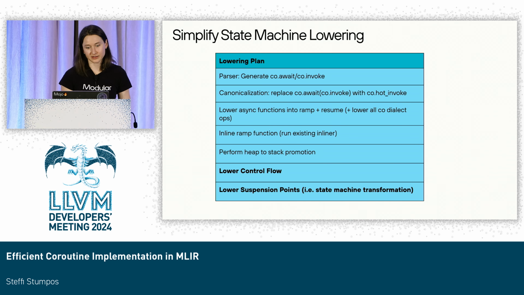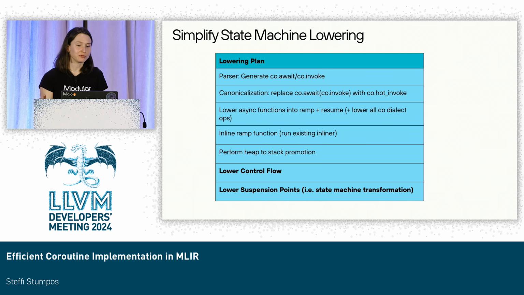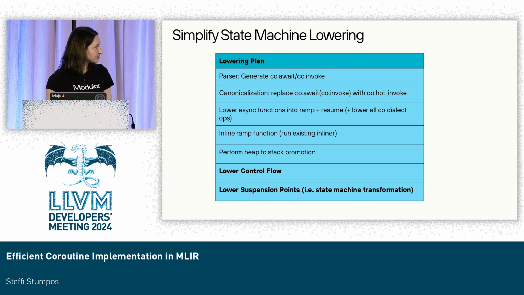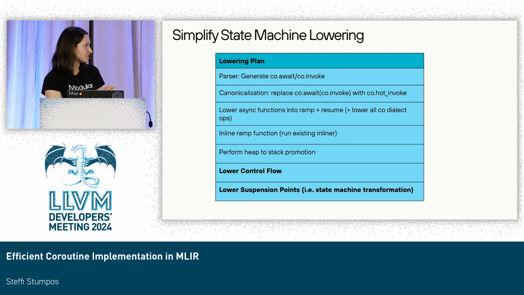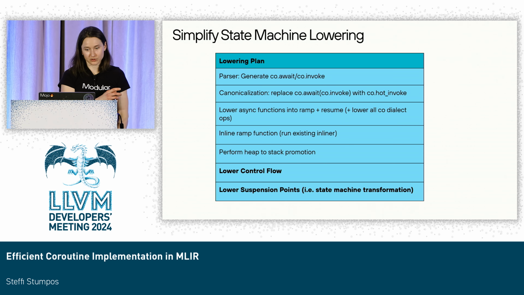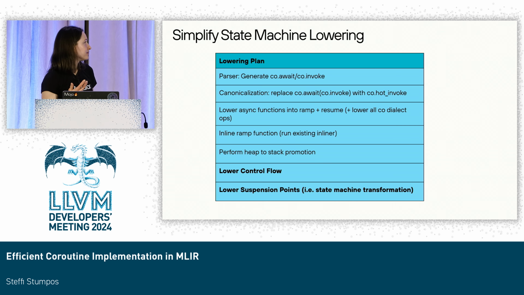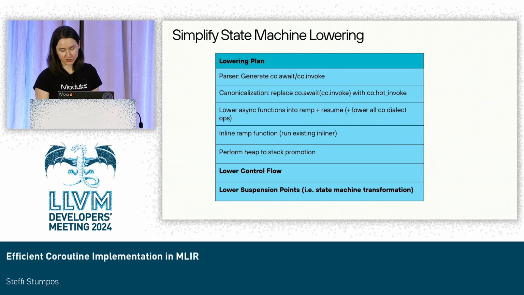The reason we don't push everything to the end is because we rely on structured control flow for the memory promotion. So the easiest way to do both is to just split it into 2 steps. So we will lower the functions, we'll inline, we'll perform heap to stack, we'll lower control flow, and then we'll transform the resume function into a state machine.